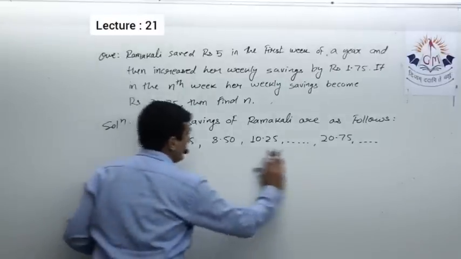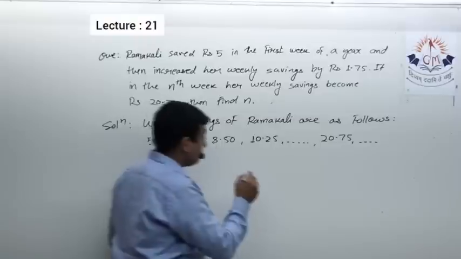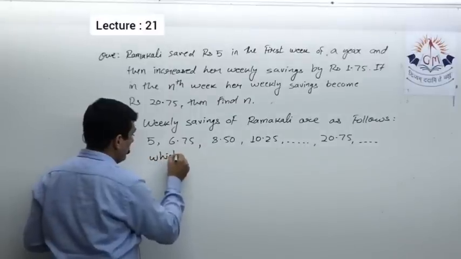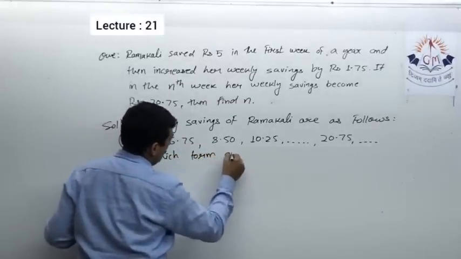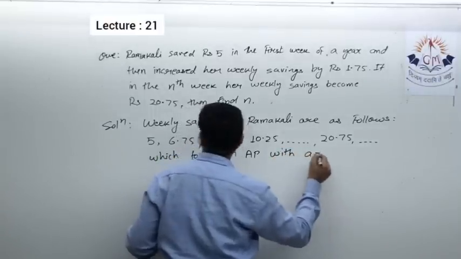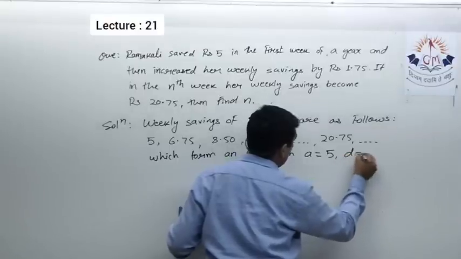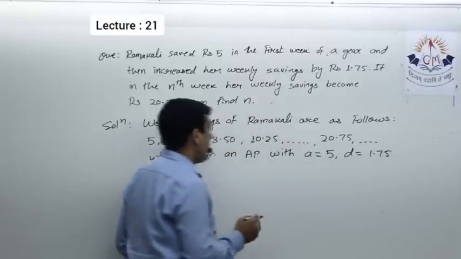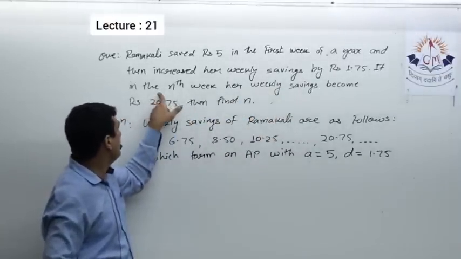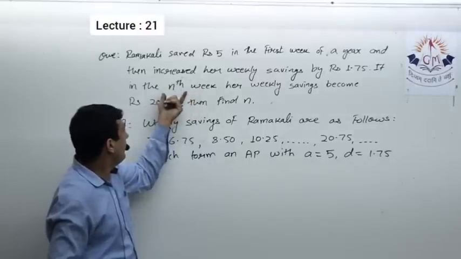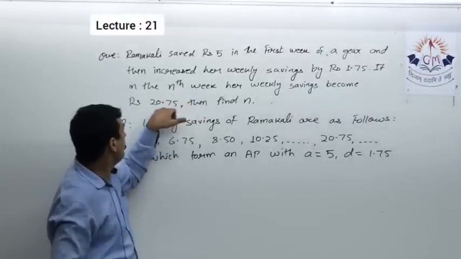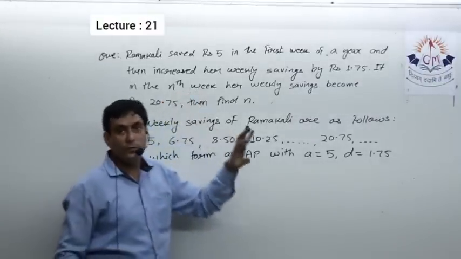So her weekly savings are in this way, which actually forms an AP with a equal to 5, d equal to 1.75. Now, in the question itself it is given that she saves 20.75 in the nth week, so we have to find n.